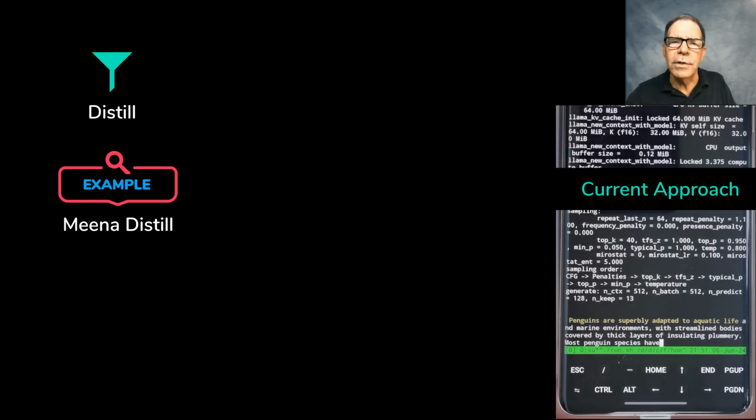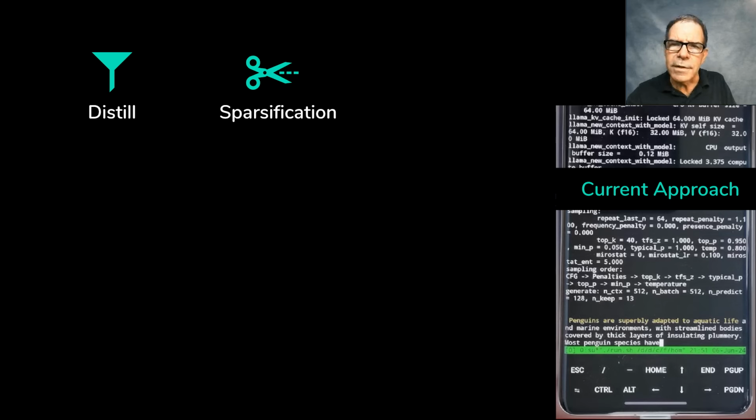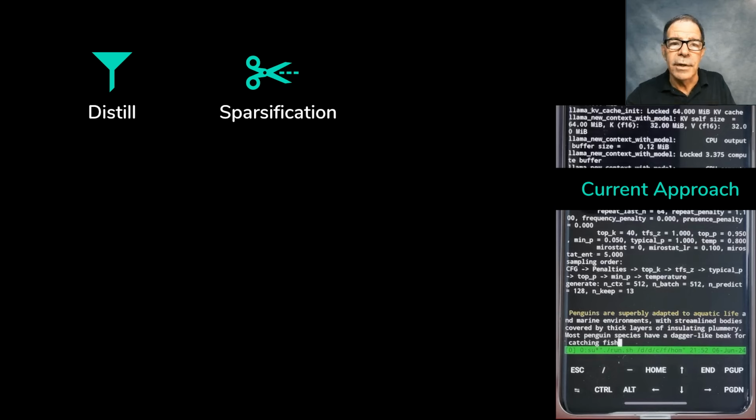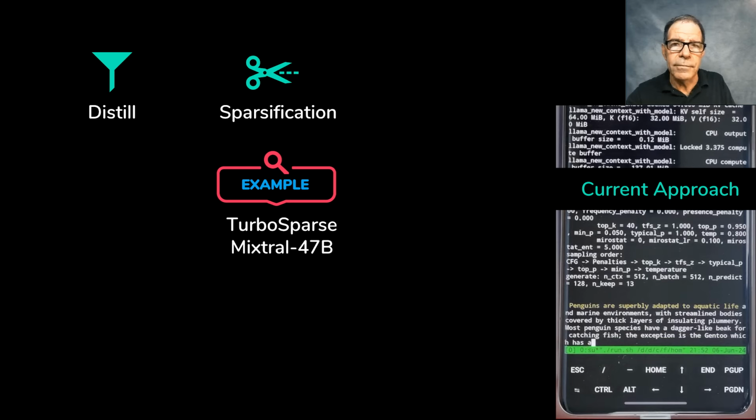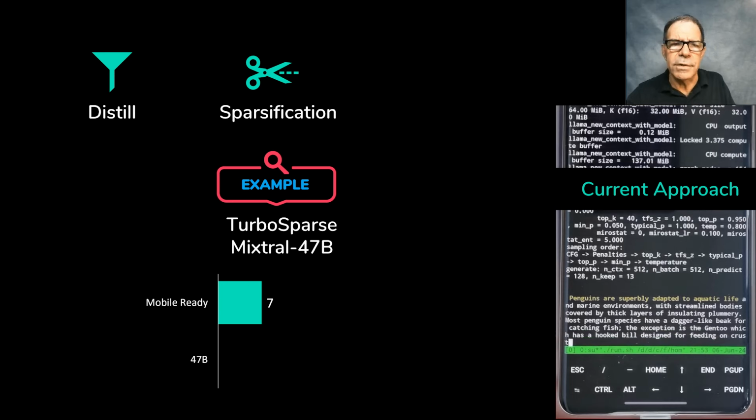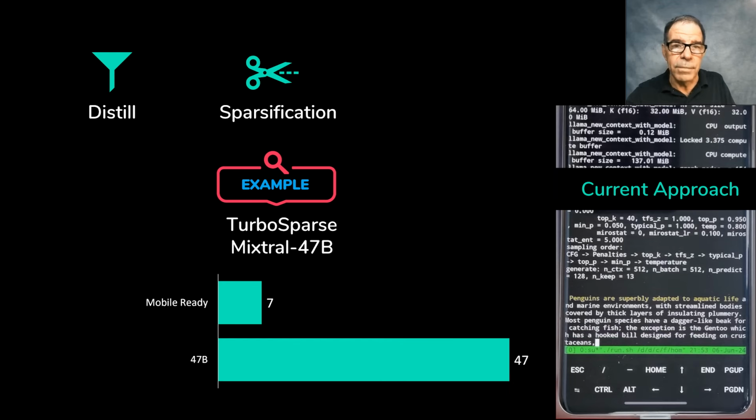A second approach is called sparsification. What this does is reduce the number of parameters in a large language model by removing connections between neurons that have less impact on the model's performance, which can greatly reduce model size and result in big efficiency gains. An example of this is the sparsified version of Mixtral 47B, a 47 billion parameter model. As a point of comparison, the largest size LLM that's currently feasible to run on smartphones is around 7 billion parameters. So finding a way to access a 47B model on a smartphone is pretty impressive.